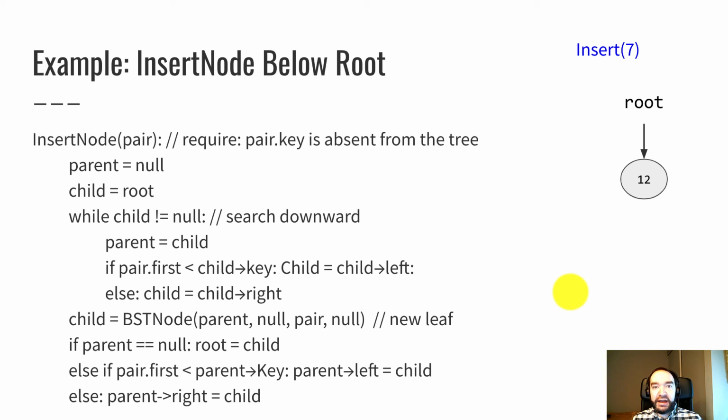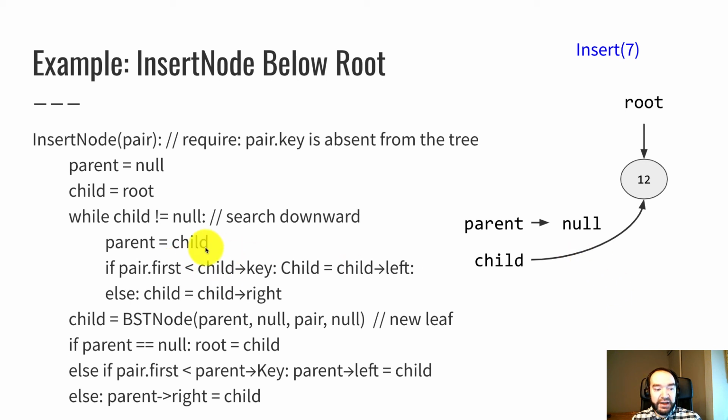Now let's see what happens if we insert one more node after that. So I'm going to insert 7 into this tree with only one node. We initialize parent to null and child to be the root, which points at the first node here, the 12. Then this while loop is going to iterate until child falls off the bottom of the tree, meaning child becomes null. That will only take one step here.